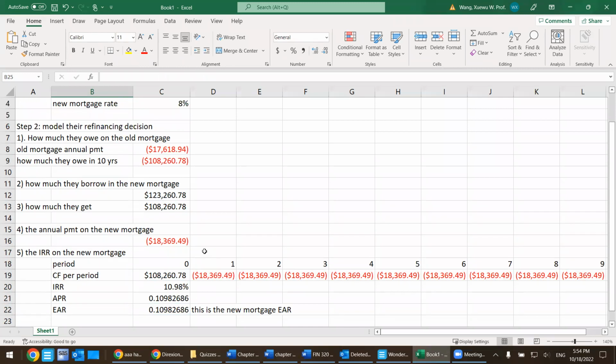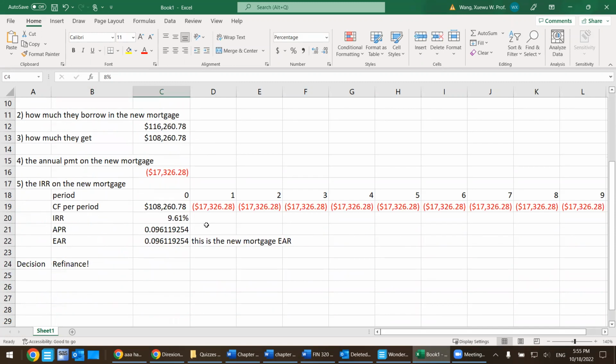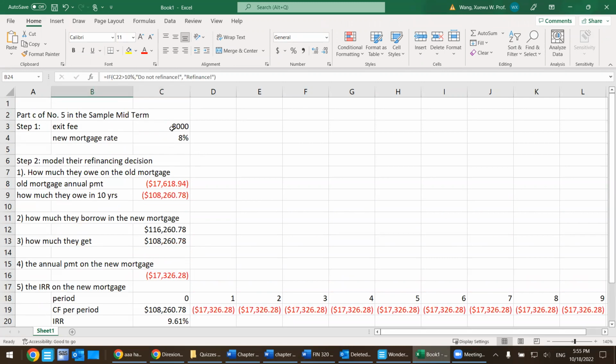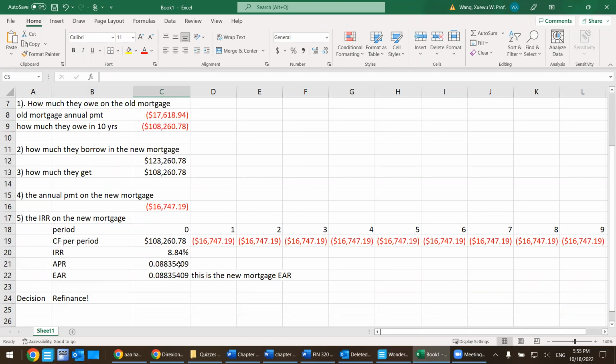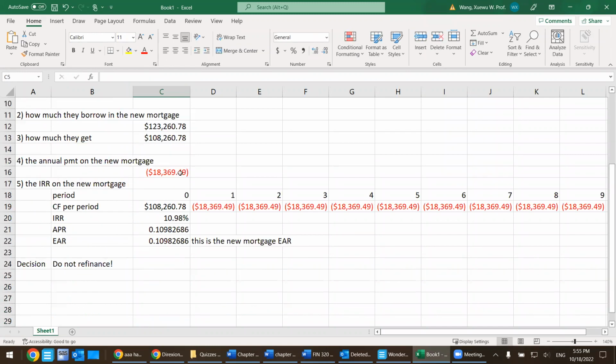All right, so this actually completes my first 2 steps here. And let's just verify that there's a link. So let's say, how about I change this to 8,000? If the exit fee is 8,000, everything changes. And yes, the conclusion changes. Okay, so that's good. All right, so let me change it back to 15,000. And let's say the rate actually changes from 10% to 6 instead of 8. Then the new mortgage rate is actually 8.84. And that's actually a lot cheaper. So yes, you're going to do refinancing. Okay, so yes, there's a link. So we actually just verify the link.